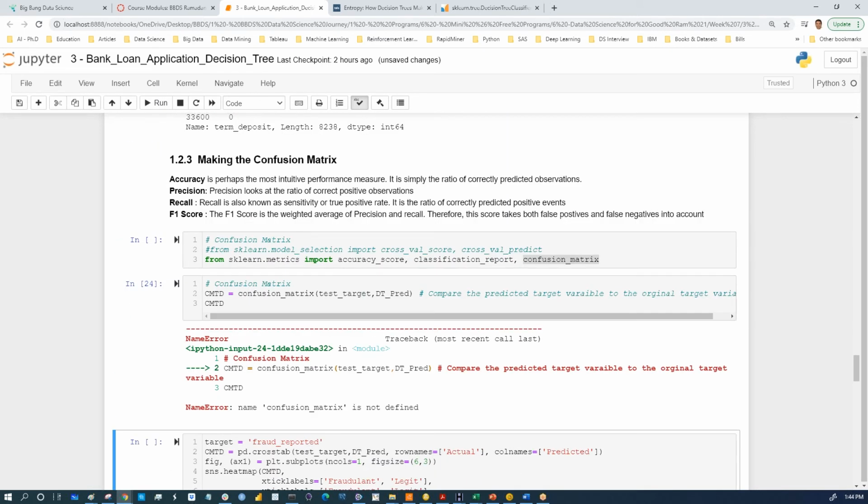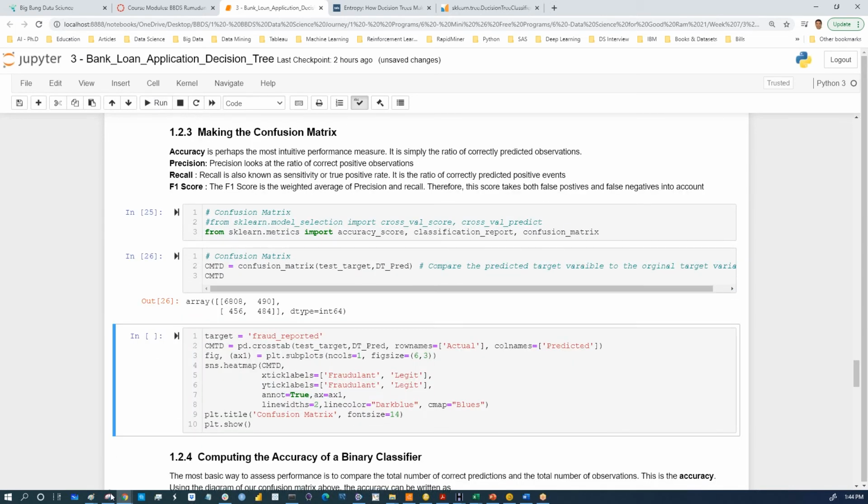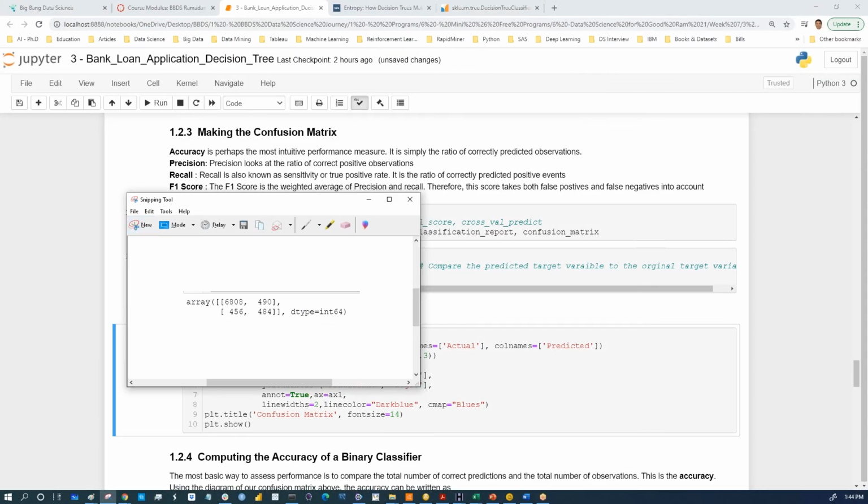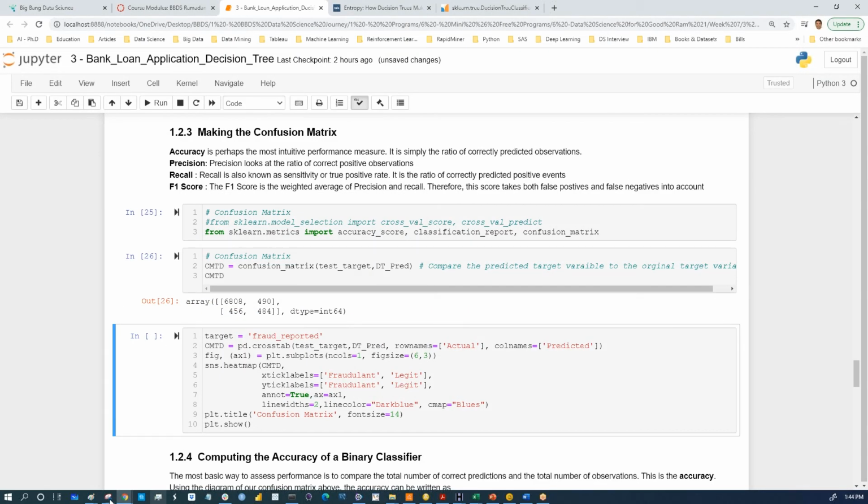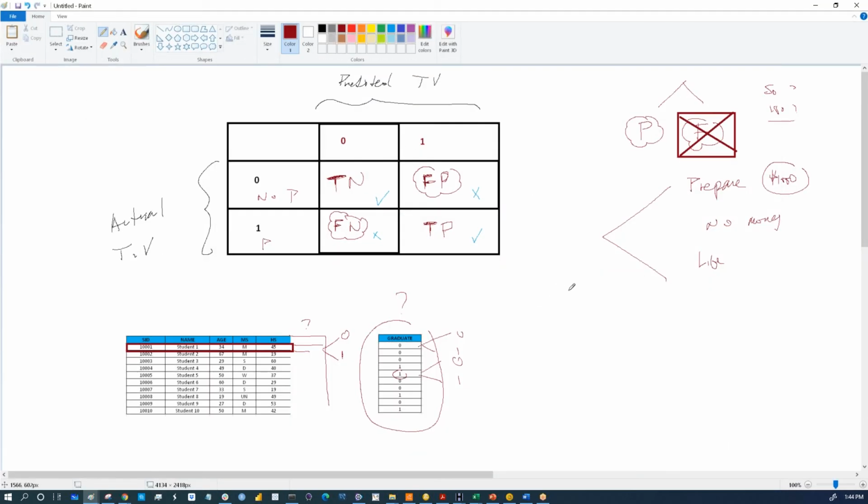We didn't run the first part. Yes. Here we go.